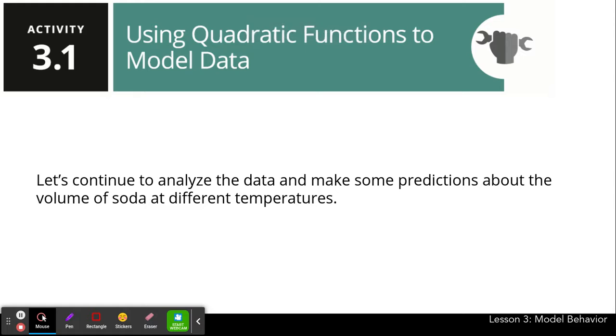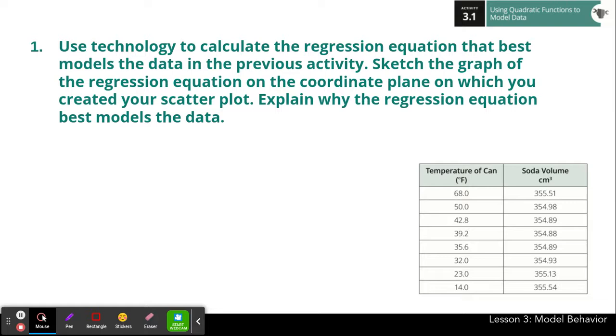So now we're going to explore that a little further. So let's continue to analyze the data and make some predictions about the volume of soda at different temperatures. So question 1 on the activity, I know it says 3.1 for you guys in your book. I know it says 4.1. We're using the algebra textbook for this. Use technology to calculate the regression equation that best models the data in the previous activity. So we kind of already did that in purple on the last screen there.